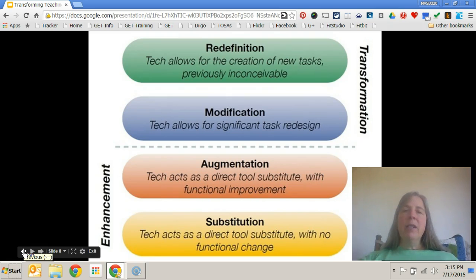At the end of the resources and videos that you watch, I'd like for you to think about something that you do in your class and actually create a ladder like this, where you could say how you would substitute technology for something else you're doing in your classroom, how you would augment with technology, how you would modify with technology, and how you would redefine with technology. So get thinking of that as you watch the videos and read the information about the SAMR model.